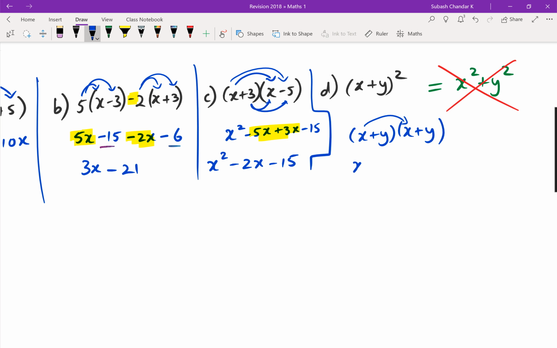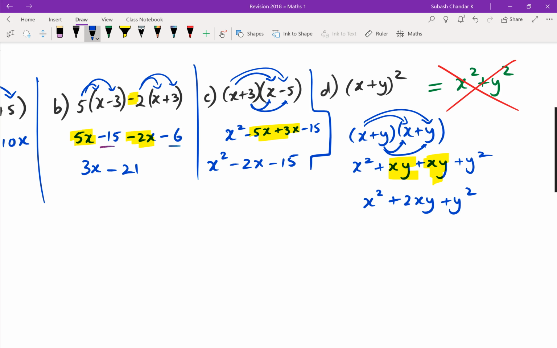So you've got x times x, which is x squared, x times y, which is xy, y times x, which is also going to be xy. We can write it as yx, but remember, writing yx and xy is the same thing. And finally, we've got y times y, which is y squared. In this case, these are your 2 like terms, so you add them up together. You've got x squared plus 2xy plus y squared. Okay, any questions on that one? Or is that fairly straightforward?